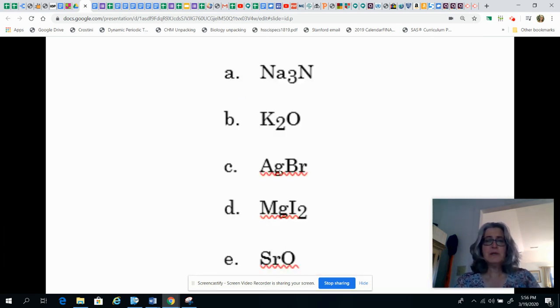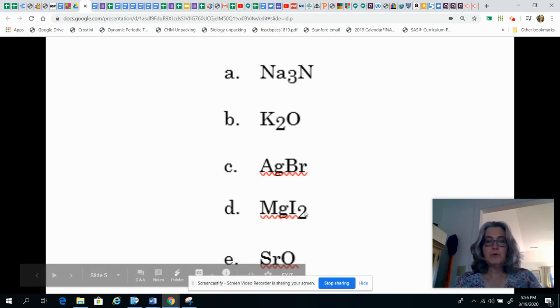Next one's a little tricky. Ag is in the transition metals. You might have hunted around until you found it in the middle of the periodic table. You might have looked at your table of ions and seen that it is in there. Ag is silver. Br in your nonmetals, bromine. The ion is bromide, so we have silver bromide.